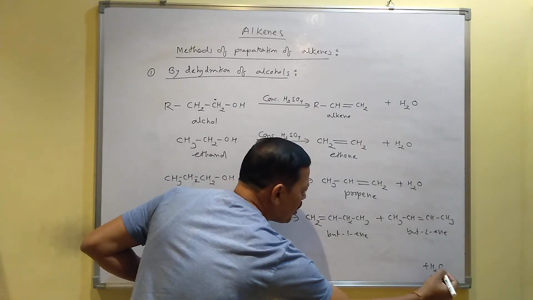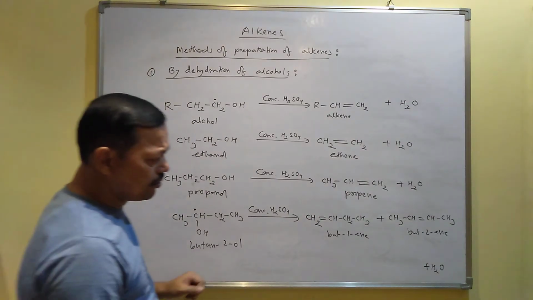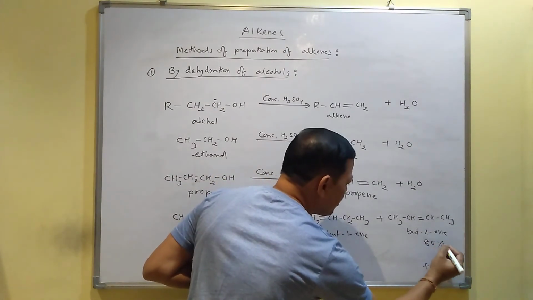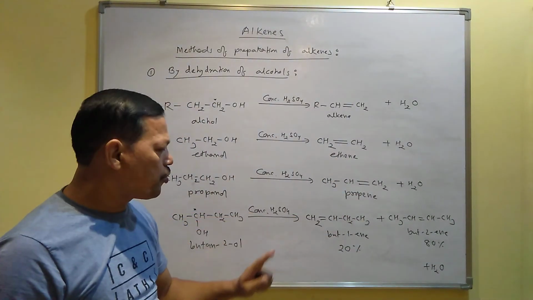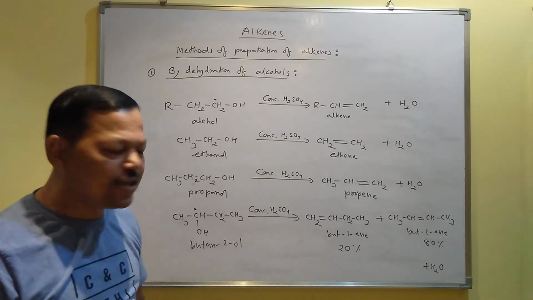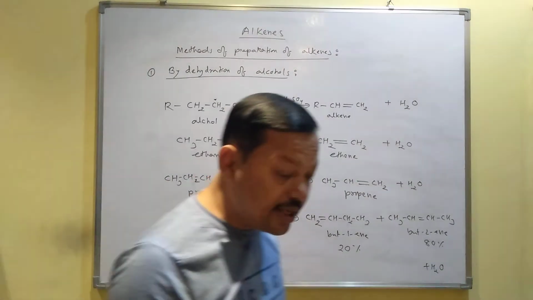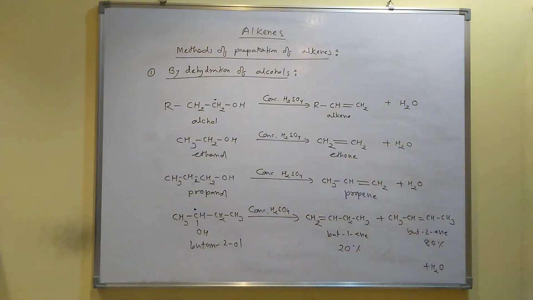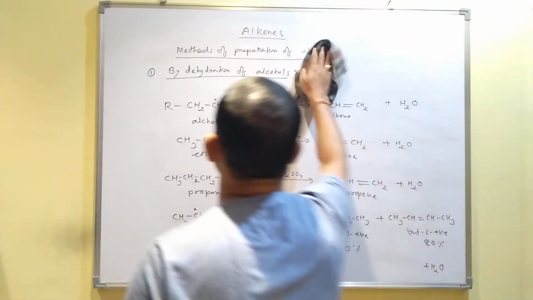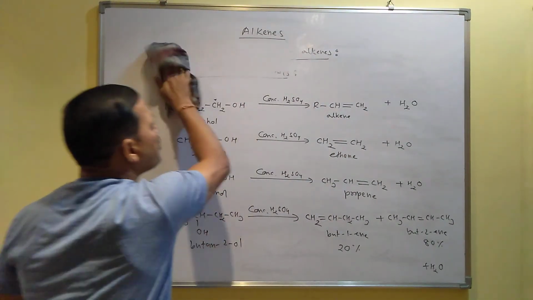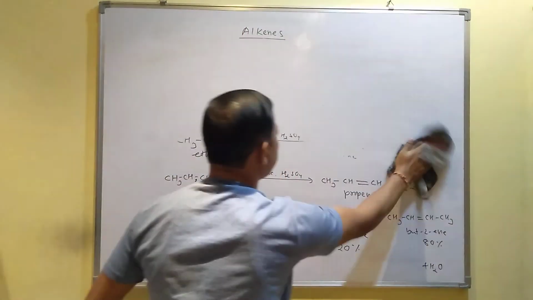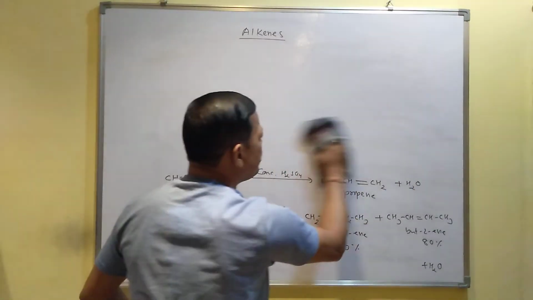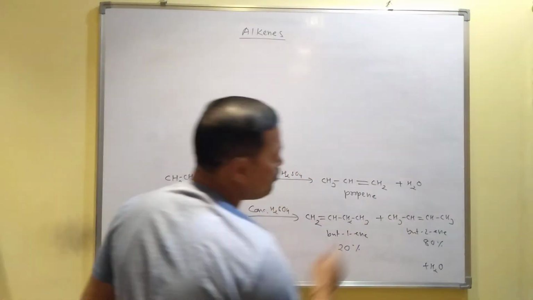water. But in this reaction, you will get but-2-ene 80%, but-1-ene you will get only 20%. I mean but-2-ene is the major product, but-1-ene is the minor product. That is why in the exam, if the question asks to write the major product, then you have to write only but-2-ene, not but-1-ene. And why is but-2-ene the major product? Actually there is a rule which is called Saytzeff rule. According to Saytzeff rule, but-2-ene is more stable than but-1-ene, and that is why, due to the more stability of but-2-ene, that is the major product.